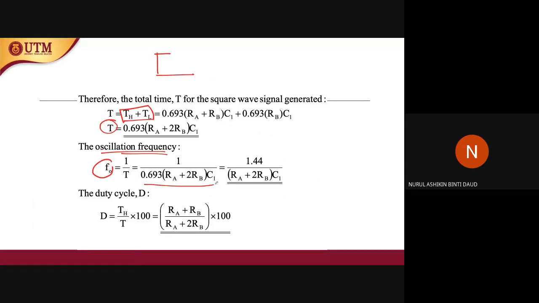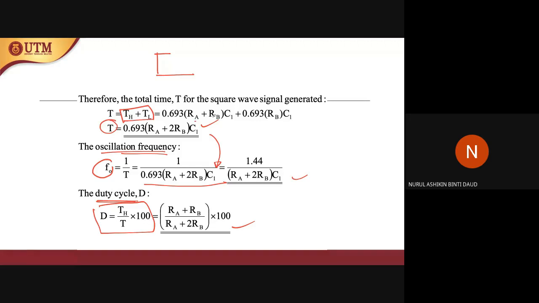So you know the T, you just replace it here, and from here you can also calculate the duty cycle. If you put it inside here, it will be like this. So these are the formulas that you need to remember. But since there is no exam on this chapter, perhaps it might be used for your assignment.